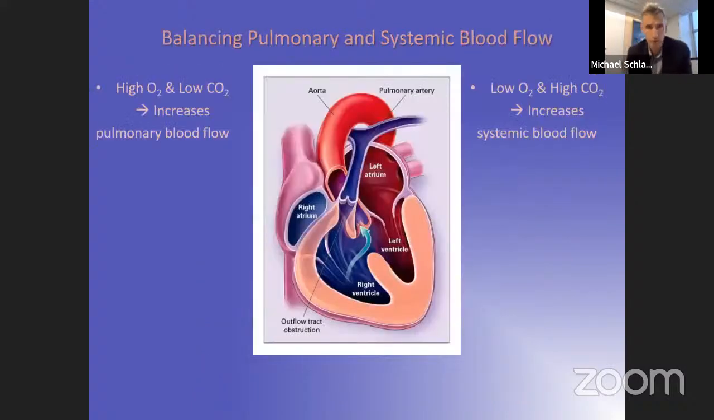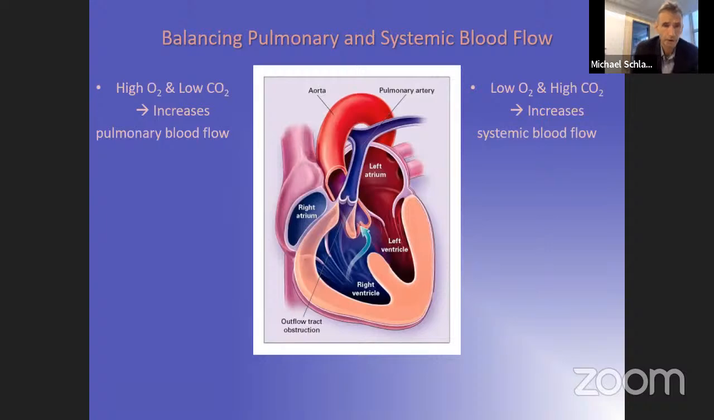Okay, so a few words about managing patients with congenital heart disease. The key aspect of managing patients with congenital heart disease is to balance pulmonary and systemic blood flow, because they frequently do have intracardiac shunting. And blood has a choice between flowing into the systemic or into the pulmonary system. The anesthesiologist can do a whole lot to help rebalance blood flow.